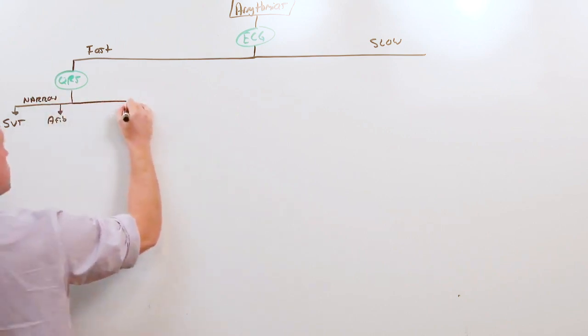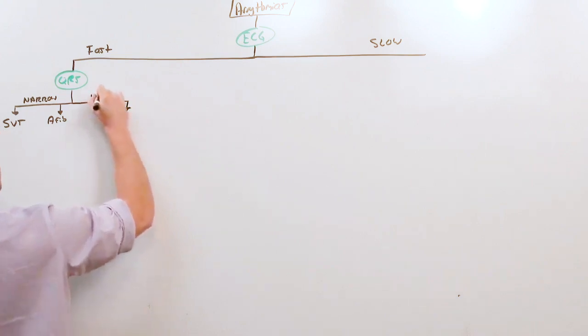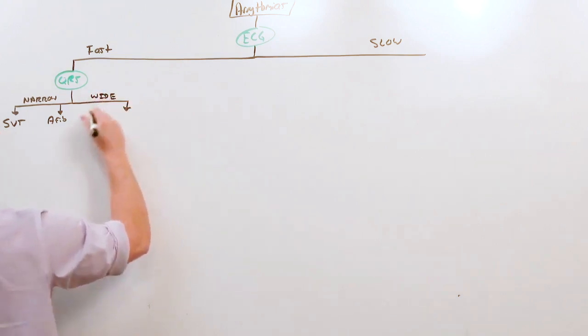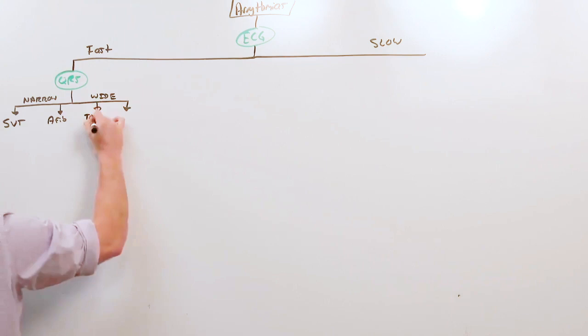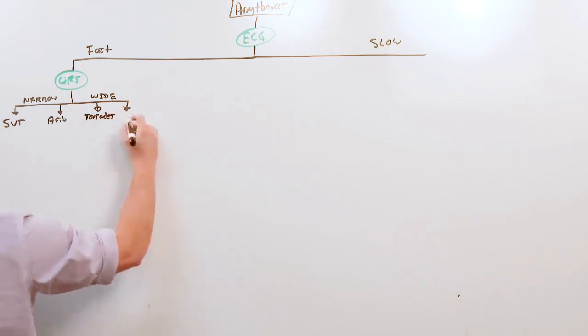The fast rhythms that are wide, that is greater than 3 little boxes, or greater than 0.12, are going to be torsades and VTAC.